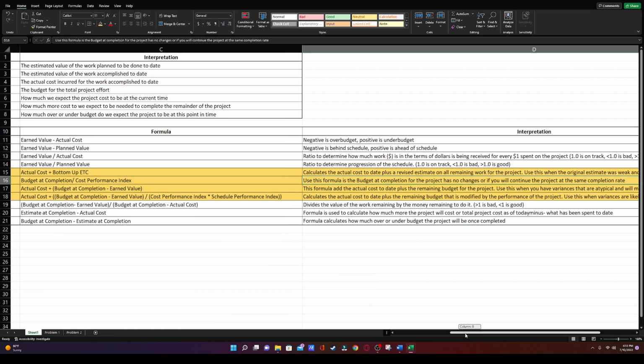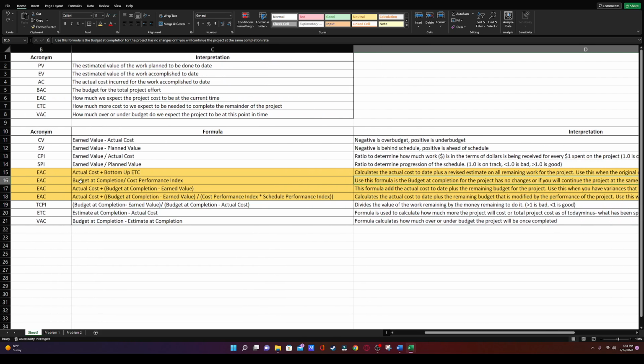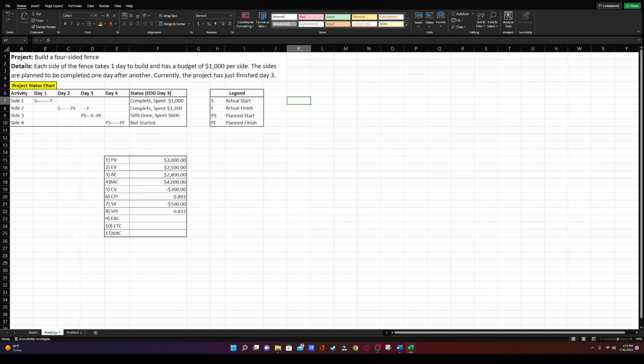formula here. It's the most simple one, which is going to just take the budget at completion and divide it by our cost performance index. So our BAC, budget at completion, is $4,000. And then our CPI, cost performance index, is 0.893.